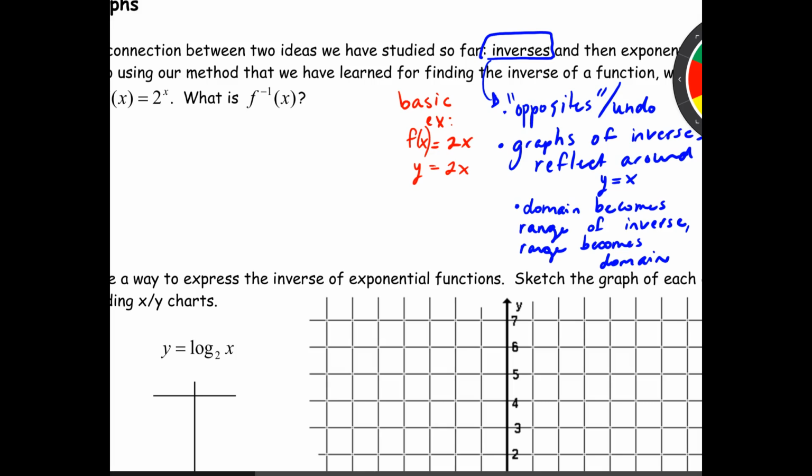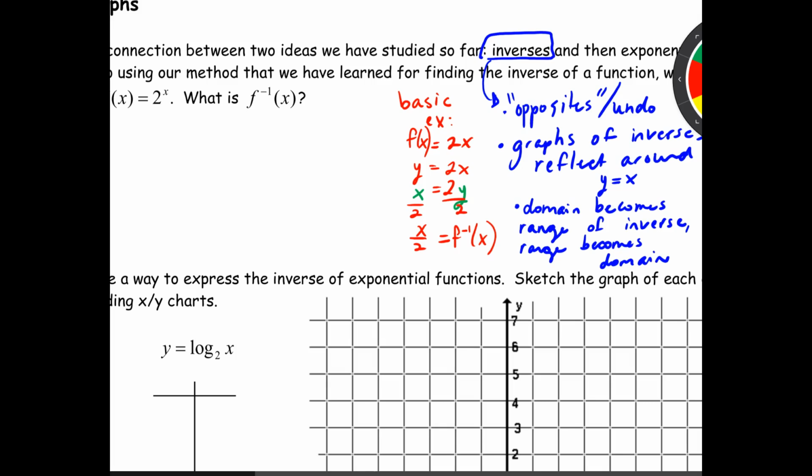Good, set 2x equal to y, and then we switch the x and the y, and then what would we do? Solve for y. So Linda said divide by 2, she's right. So x over 2 is equal to y, but instead of writing it as y, we would represent that as the inverse function. Okay, that's a basic example.